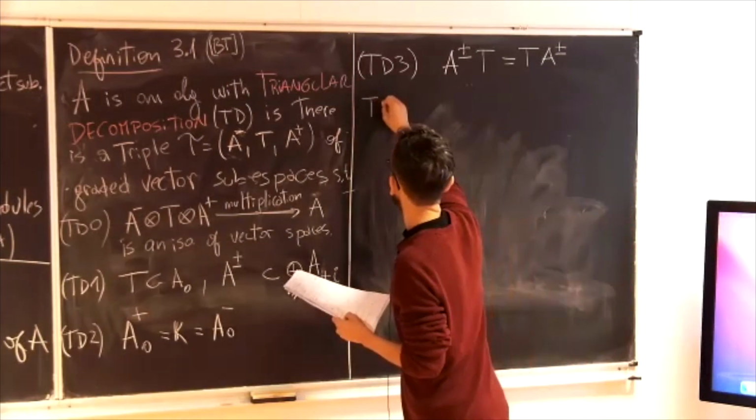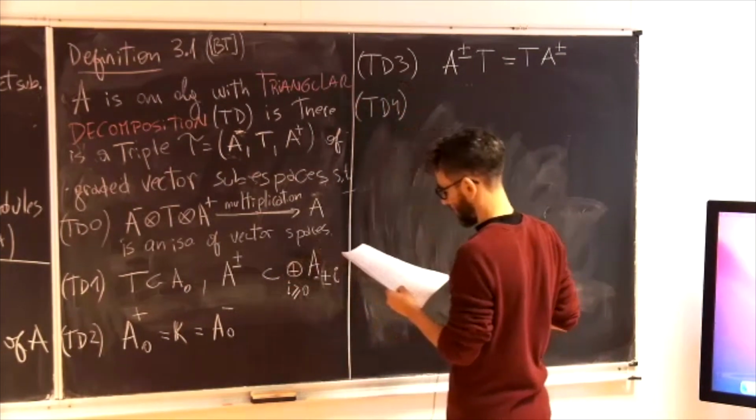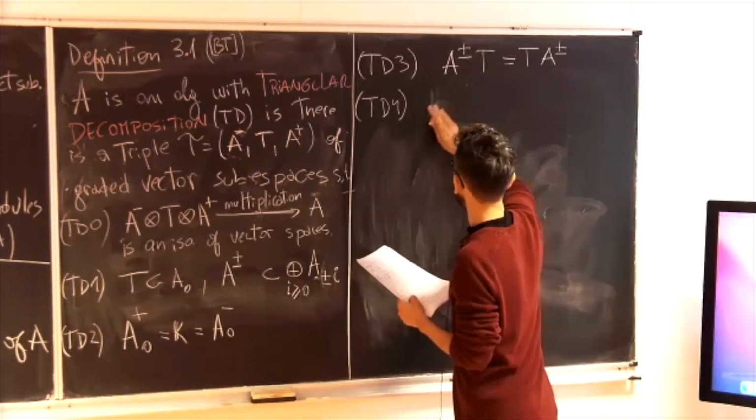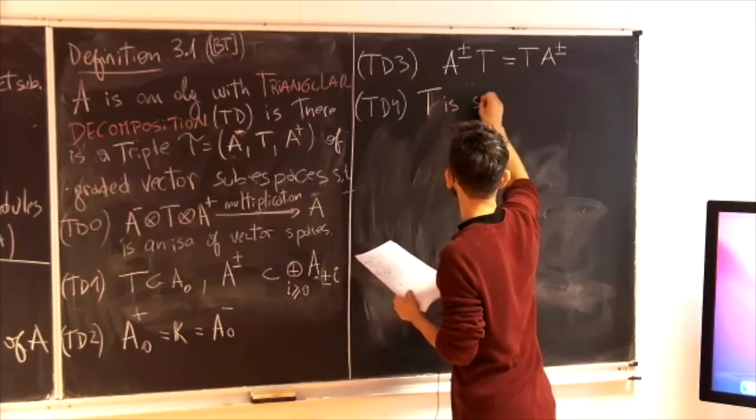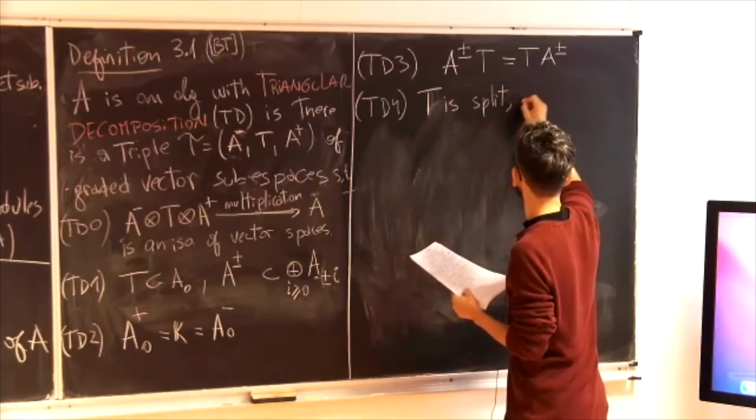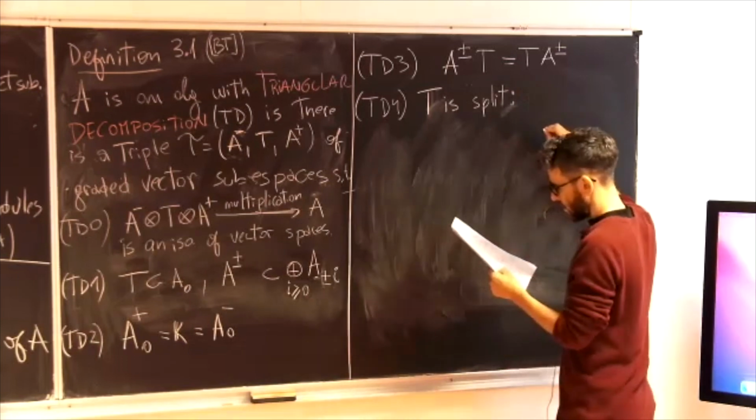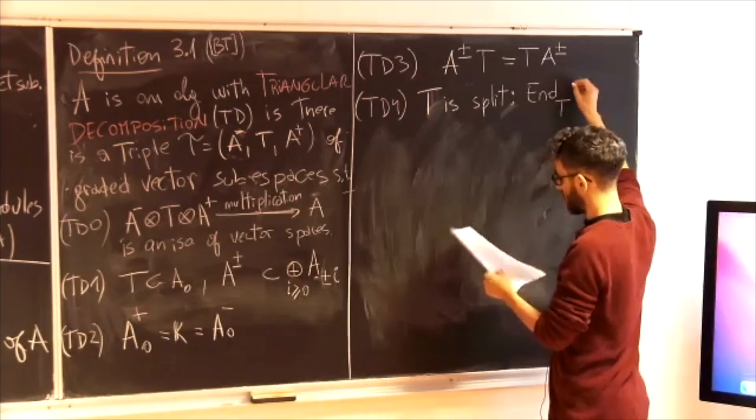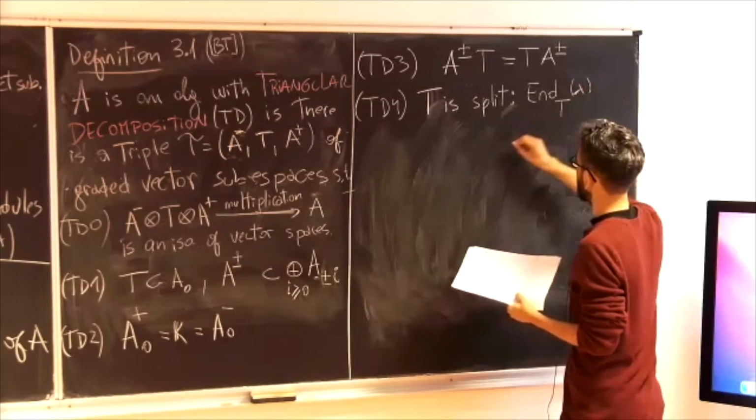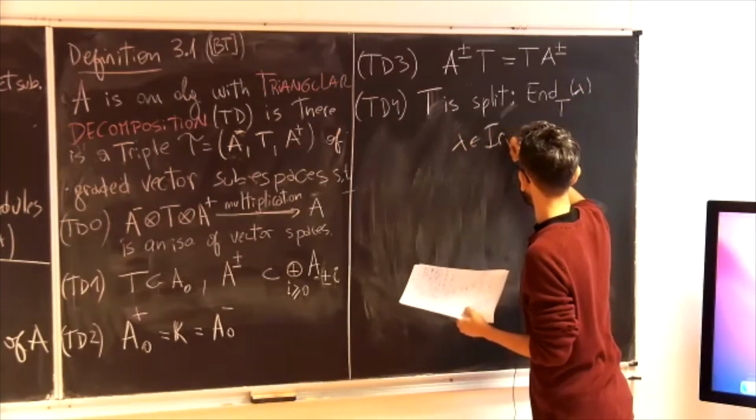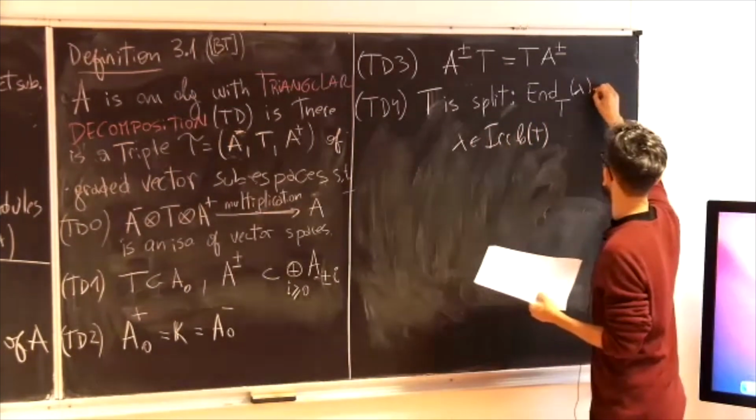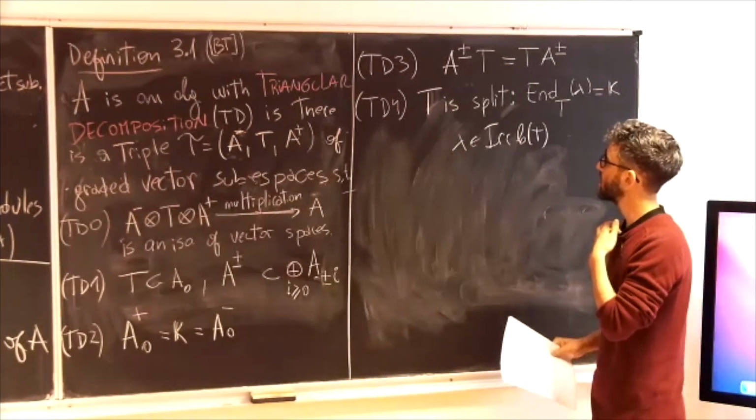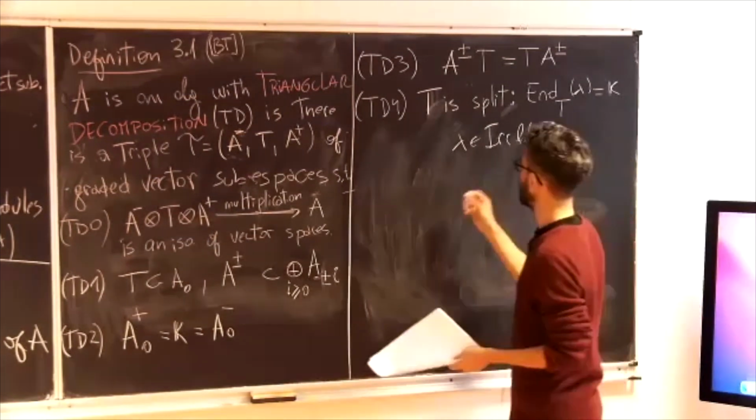And the last one, a technical condition that will be important in order to study the simple modules, is that T is split. This means that if you consider the endomorphisms of T-modules of every reduced simple module over T, this will be a field. For instance, if T is a semisimple algebra, then it is split.